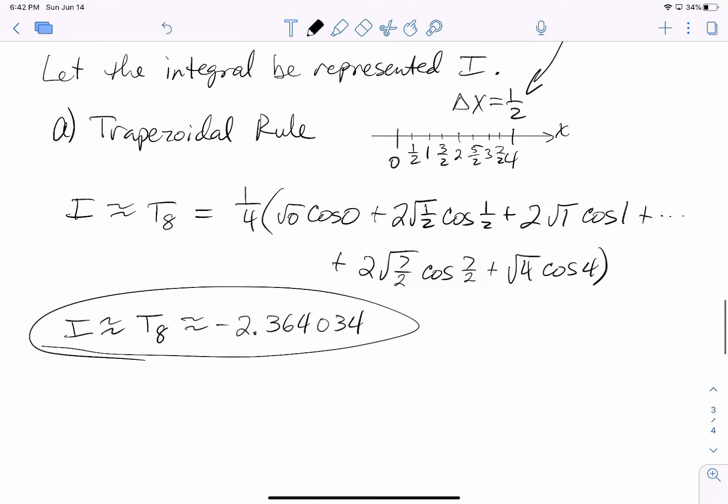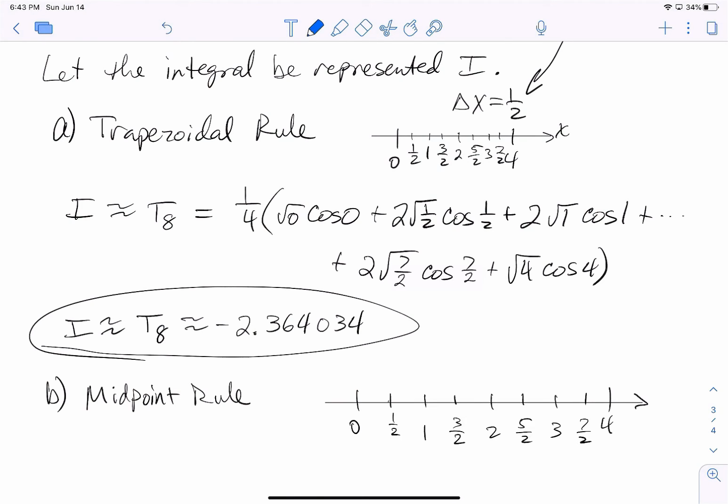For part B, we're using the midpoint rule, and we're going to do something similar, but we're going to have different input values. We're still going from 0 to 4, and n is still equal to 8, so we still care about the values 0, 1/2, 1, 3/2, etc. But we're going to use the midpoint of each of these subintervals. And so our x sub i values are going to be 1/4, 3/4, 5/4, and so on up to 15/4.